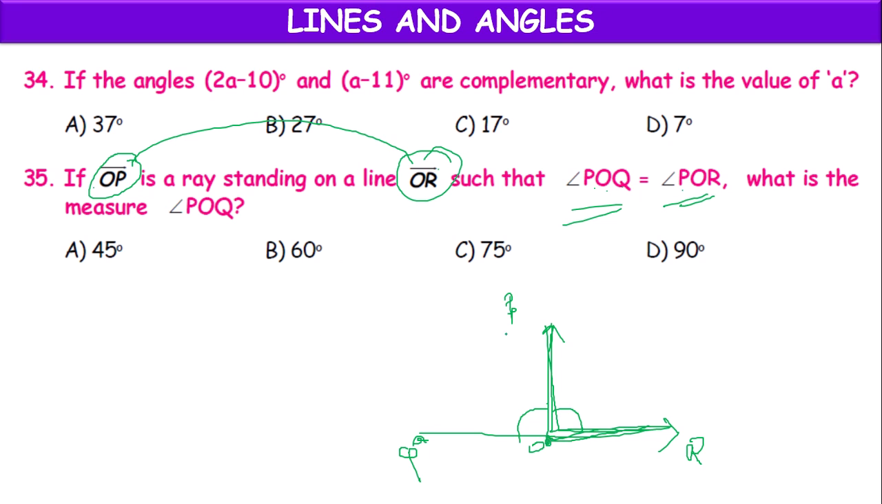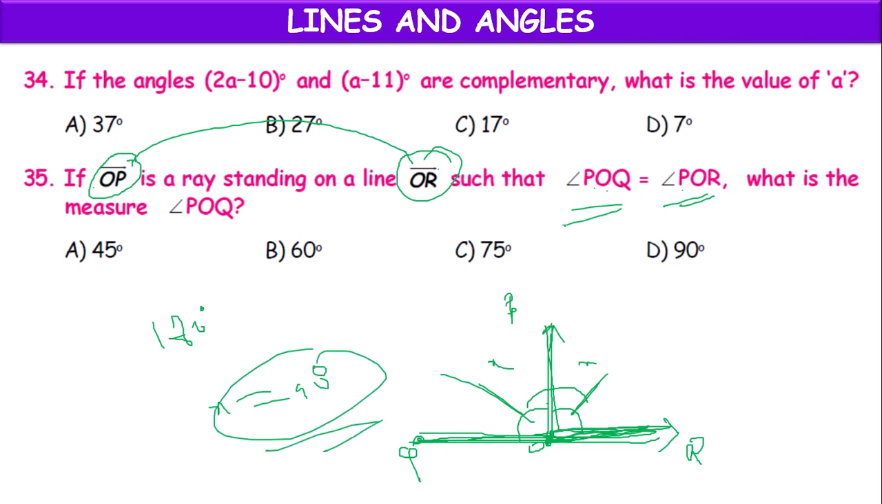POR equal to POQ. So what is the measure of POQ? So these two angles are equal. And they are lying on the same straight line, so they will make a linear pair. Their sum is equal to 180 degrees. If both are x and x, 2x equal to 180 degrees, x equal to 90 degrees, or POQ equal to 90 degrees.